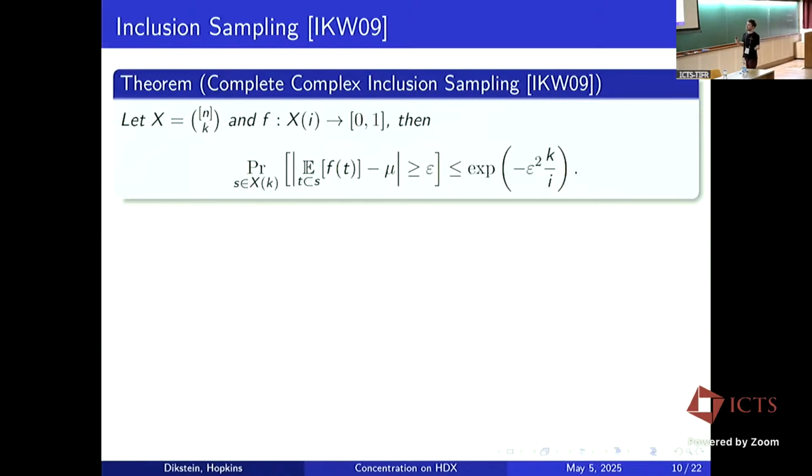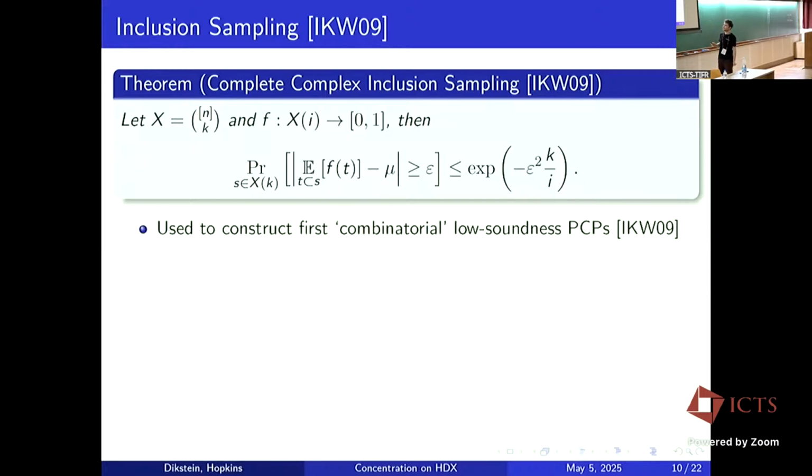If you go back in the literature, I'm sure you can find results in concentration of measure that you could apply to this system. They're very broad results. But as far as I know, this was first studied explicitly by Impagliazzo, Kabanets, and Wigderson in the construction of combinatorial low soundness PCPs in hardness amplification. And they proved the following bound.